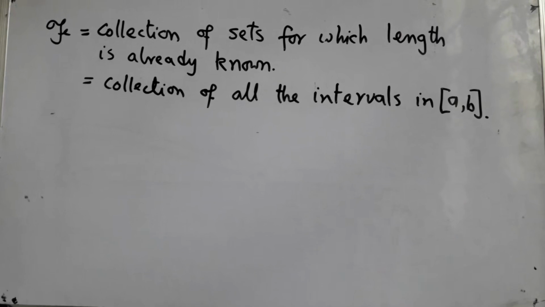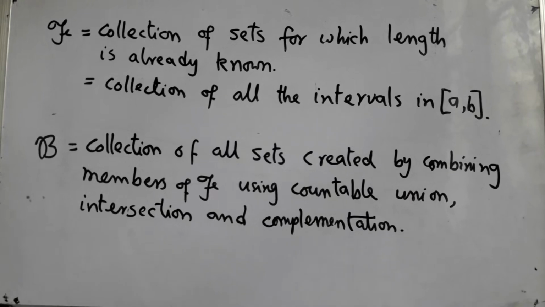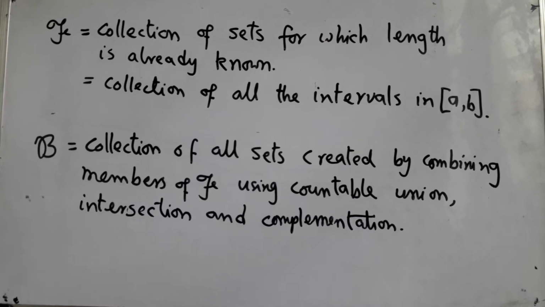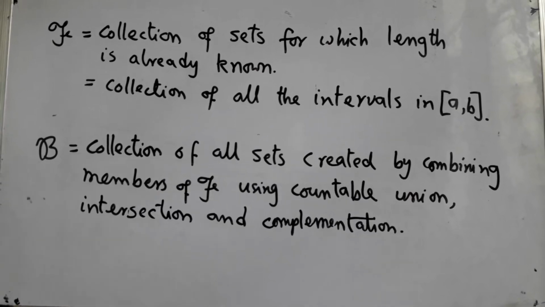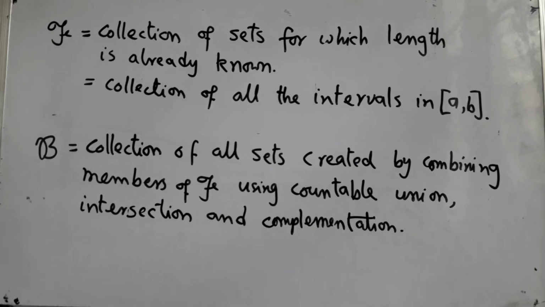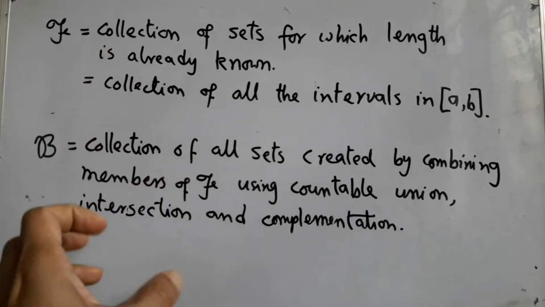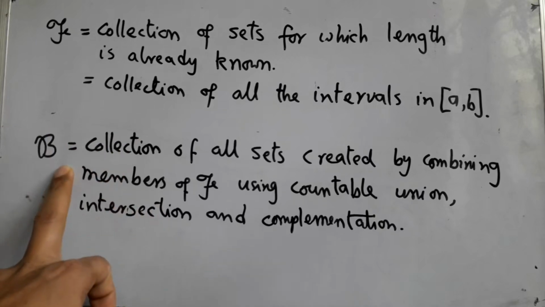Then, out of these sets, we manufactured lots of other sets by using countably many set operations. That was what we called our Borel sigma field, script B, collection of all sets created by combining members of script F using countable union, intersection and complementation. Now our hope is that since we know the lengths of all these, we can combine the lengths to get lengths of all members of script B as well, uniquely.